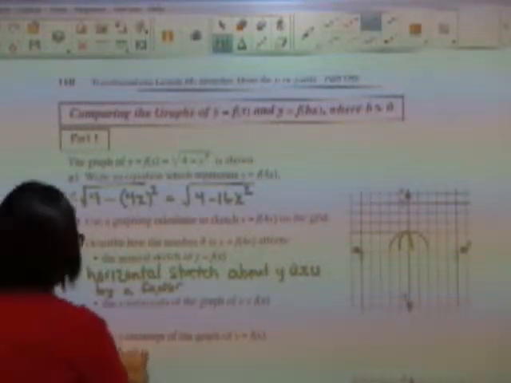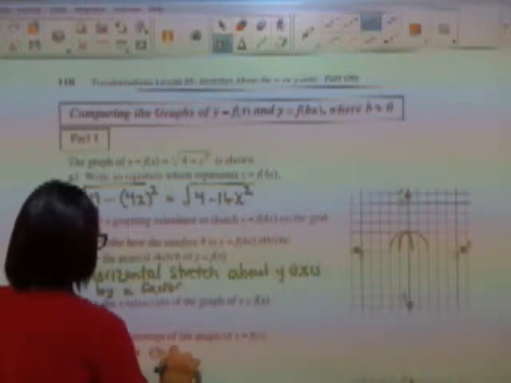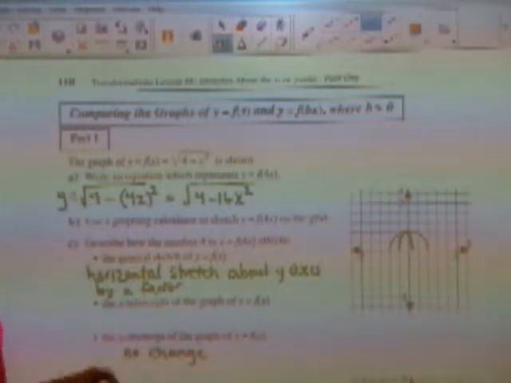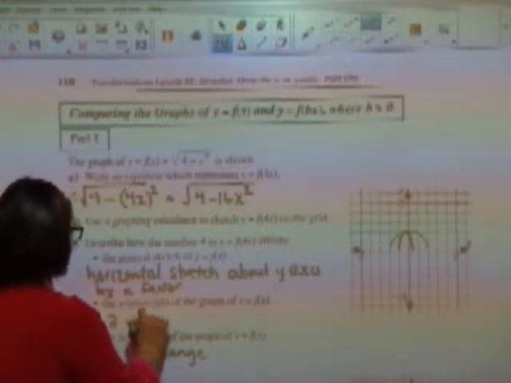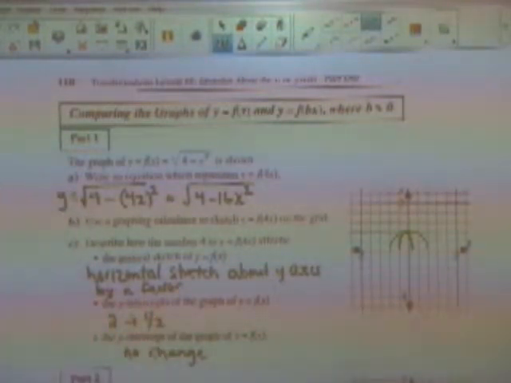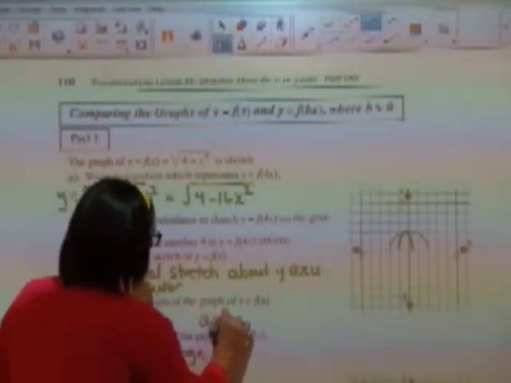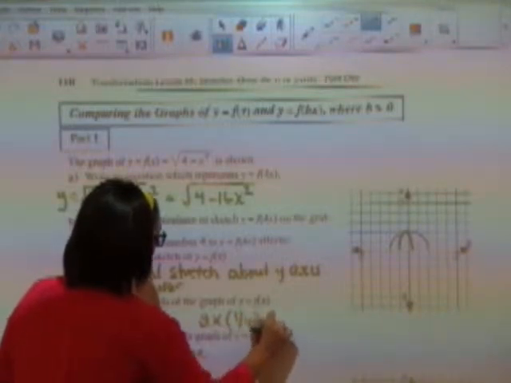So what didn't have a change? The y-intercept. Because the y-intercept is y values, and I'm doing something to the horizontal values. The x-intercepts went from 2 to 1/2. What can I multiply by 2 to get to a half? 1/4. 2 times 1/4 equals 1/2.